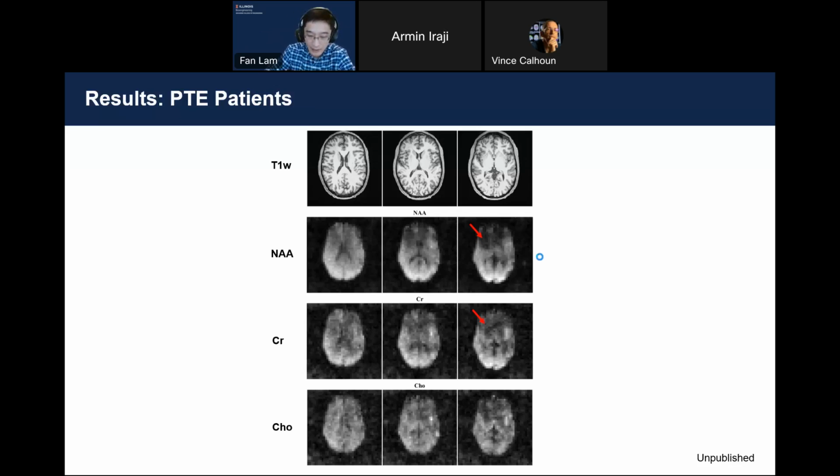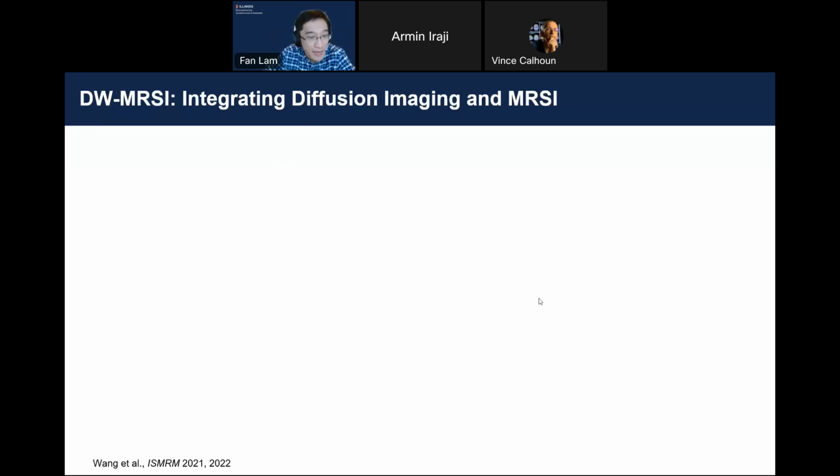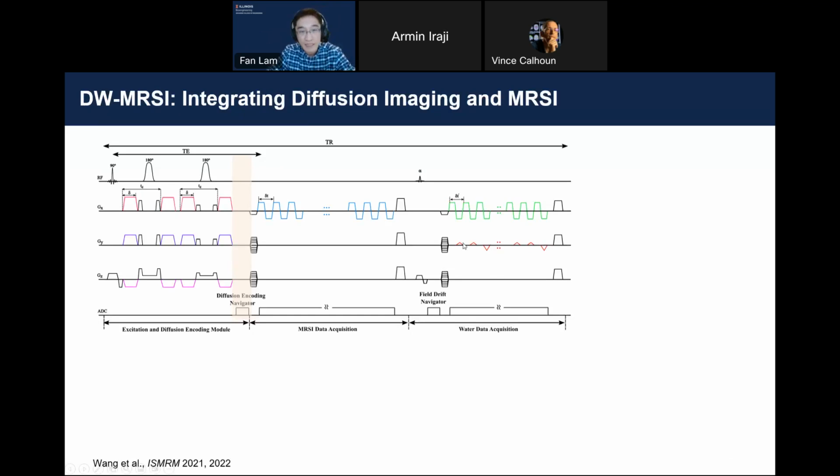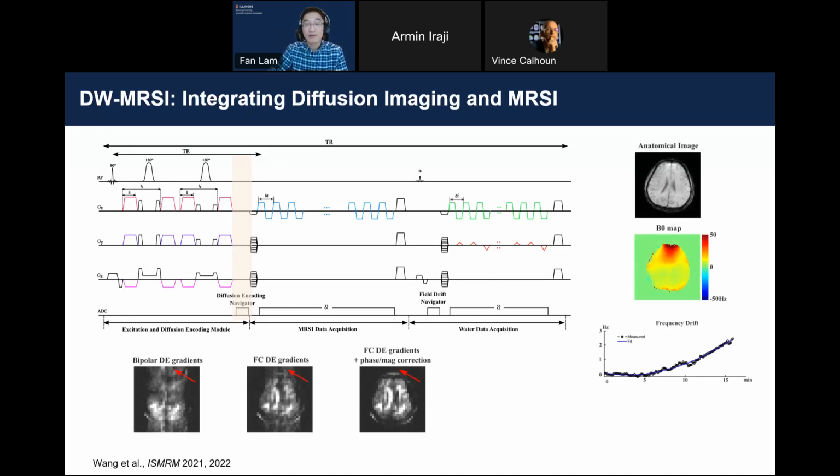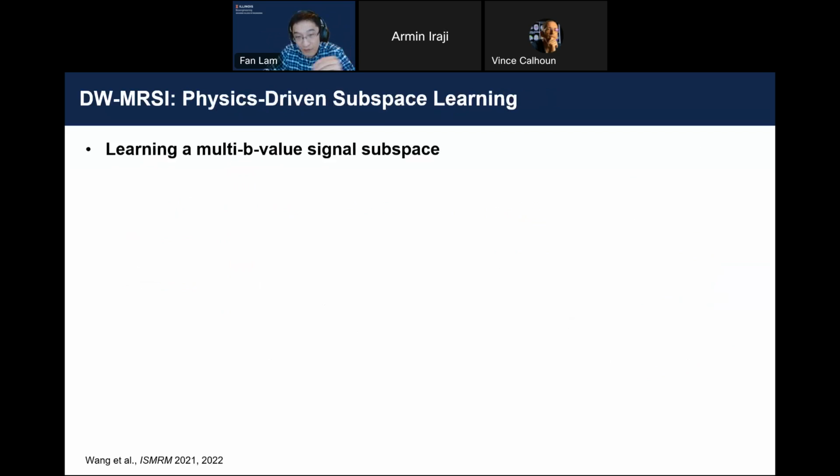And just quickly, you can add additional dimensions to the MRSI problem. You don't have to be constrained by adding, say, the TE dimension. You can also add different dimensions. For example, in this case, you can add a diffusion encoding dimension. Skipping the details of the sequence, you can basically combine different diffusion encoding modules into our rapid acquisition module and sequence design, and you can encode the molecule-specific, metabolite-specific diffusion process.